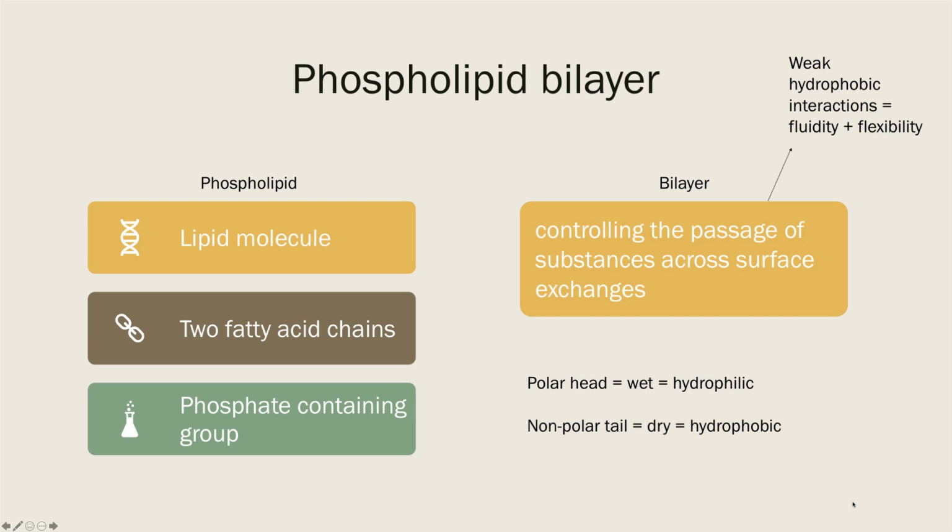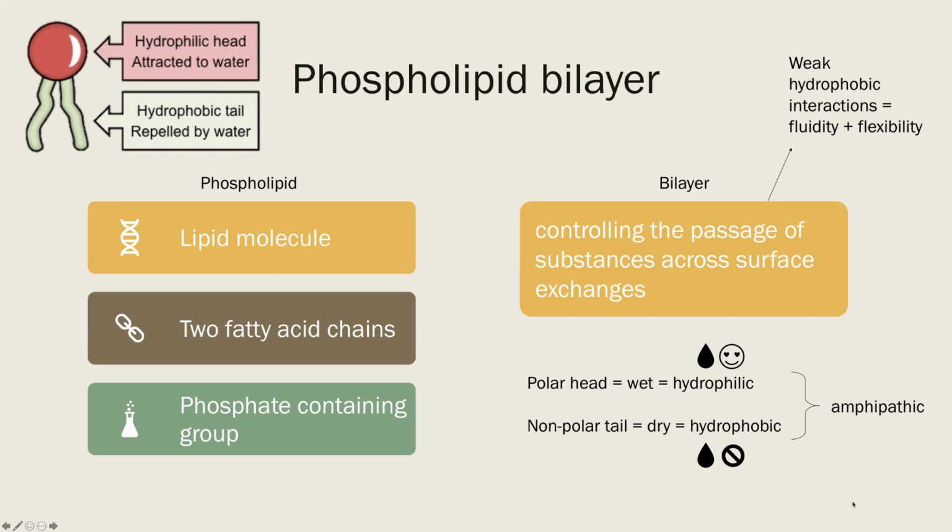Together, these two elements make an amphipathic molecule, which simply just means regions of hydrophobic and hydrophilic areas. Hydrophilic means water-loving, and hydrophobic means water-hating. And here is a diagram just to visualise the phospholipid molecule.